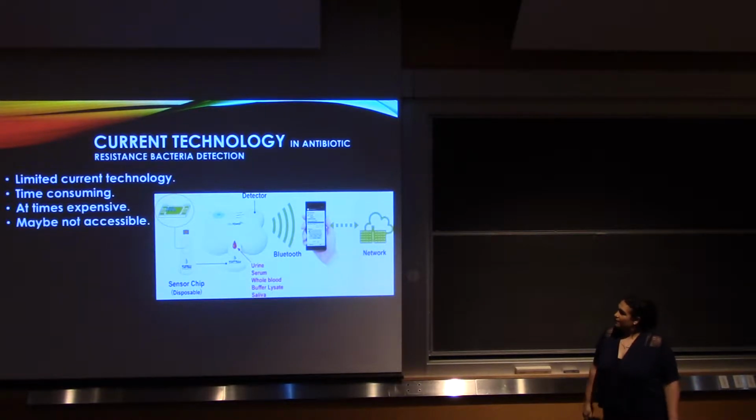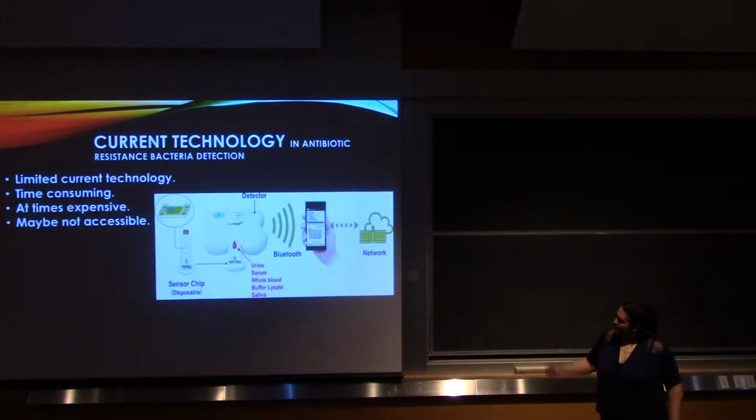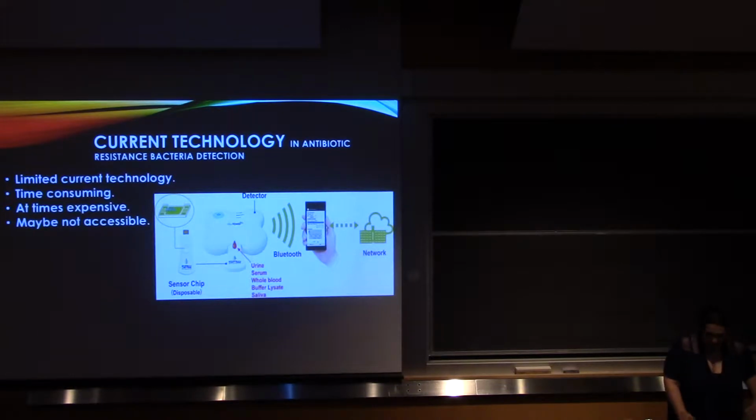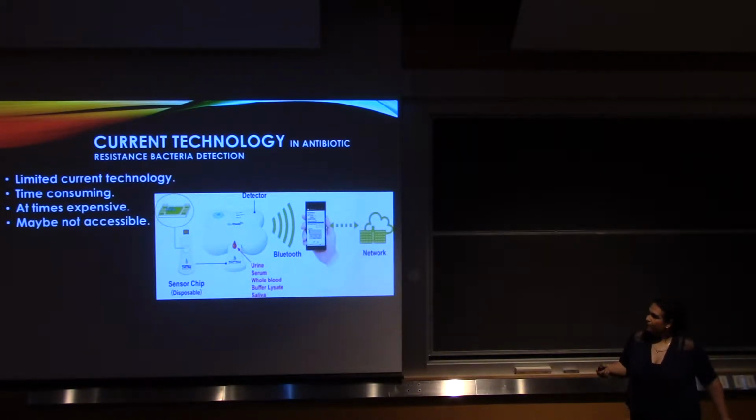So, current technology in antibiotic-resistant bacteria detection. The current technology is mostly limited, time-consuming, expensive, and also inaccessible. It is basically based on doing lysis on the bacteria, which is basically ripping the bacteria open and then separating the DNA, the RNA, and everything else in there, and then identifying the particular part of the DNA that you want, and detecting it and identifying the bacteria.